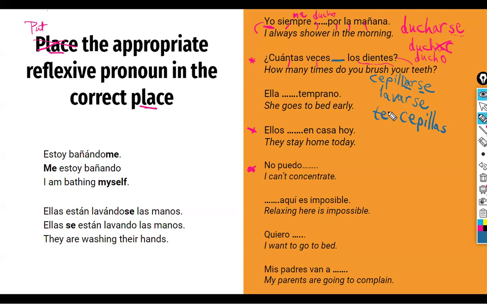Now, if you find that you are not sure what reflexive pronoun to put, or you don't know what Miss is talking about, you need to go back and revise. This is normal present tense, so te in front and cepillas after, right? Good. Lavarse, take off the AR, it would be lavas, right? And again, te. So cuántas veces te lavas los dientes. Okay, she goes to bed early. The verb for that is acostarse. So try that one.